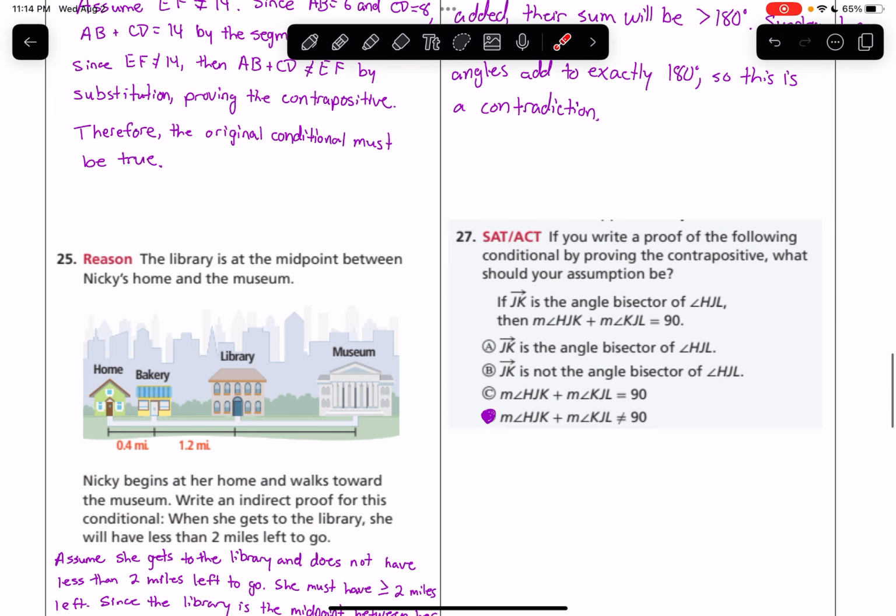And finally, if we want to write a proof of the following by proving the contrapositive, our first assumption should be the negation of the conclusion. Assume that the measure of angle HJK plus the measure of angle KGL does not equal 90. Letter D there. So yeah, that one is a lot of writing. And again, your writing doesn't have to be exactly the same as mine. It just has to go through the process that we talked about in class, where we're making the correct assumptions and following through to the correct conclusions.